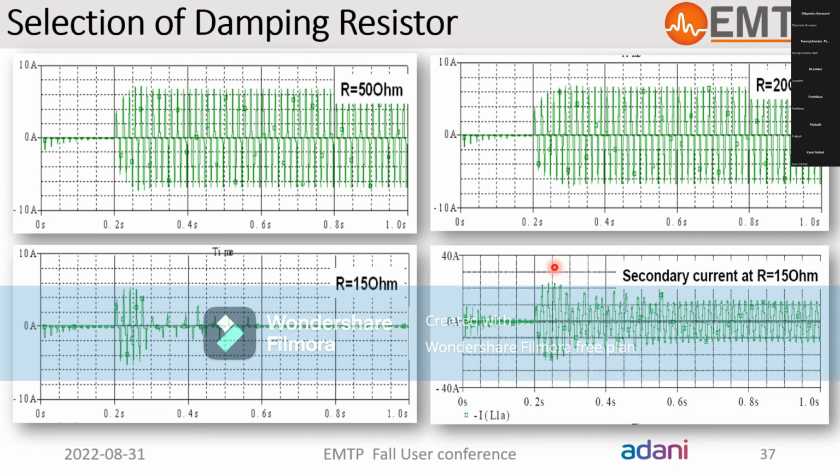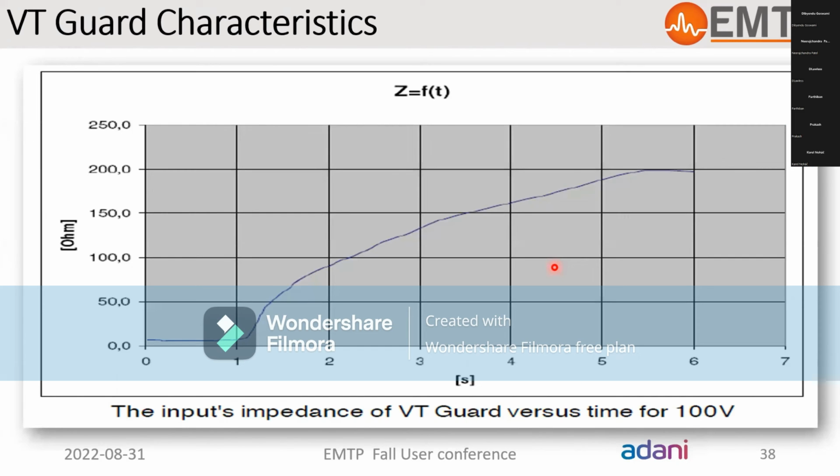And the resistance value needed for effective damping of the ferroresonance oscillations for this particular model requires a very small value, less than 20 ohm in this case. So these are the waveforms of different damping resistor values.